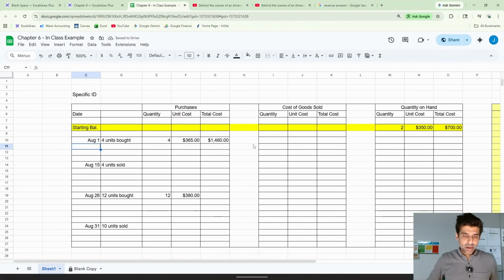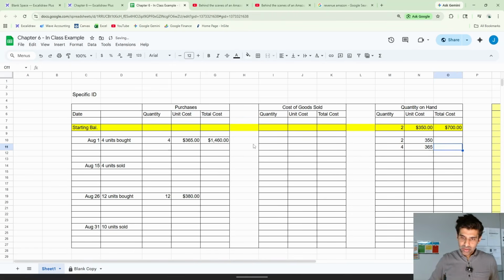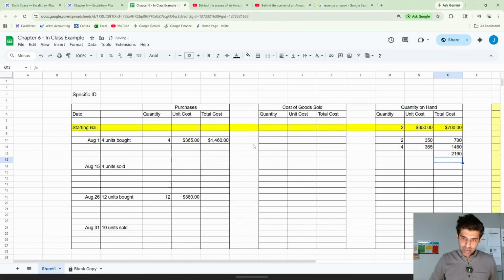Okay, so now what do we have in inventory? We have 2 units at 350, and then we have 4 units at 365. So this times this gives the total value of my inventory. Again, these are all dollar amounts. Everyone see where I got this? Everyone's following? We have 2 layers of inventory now at these 2 different costs.